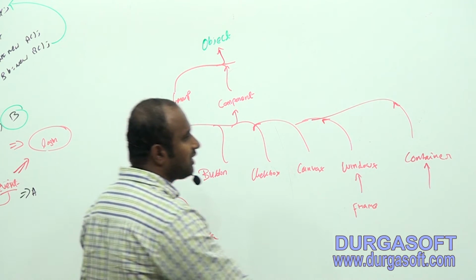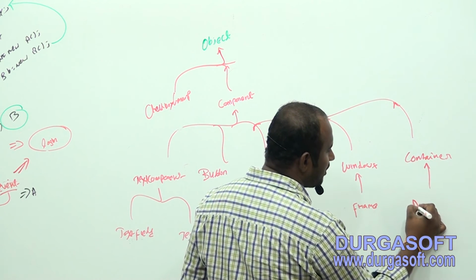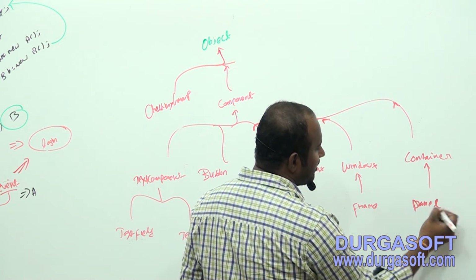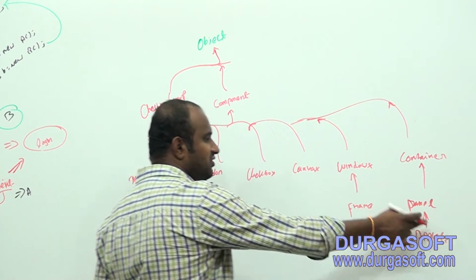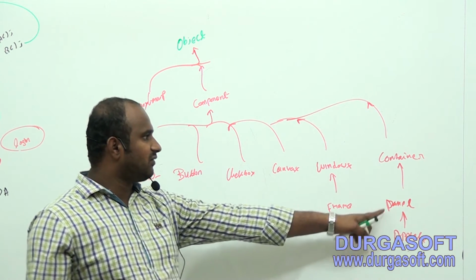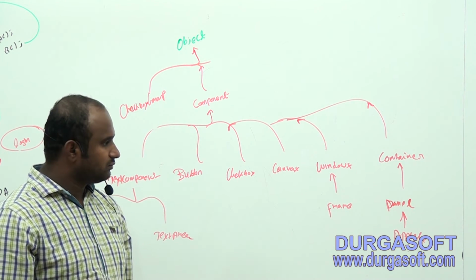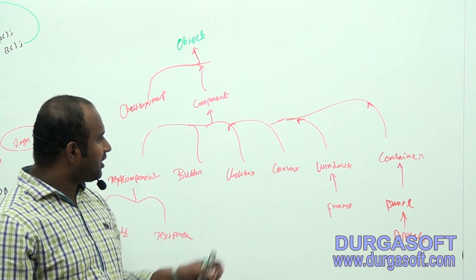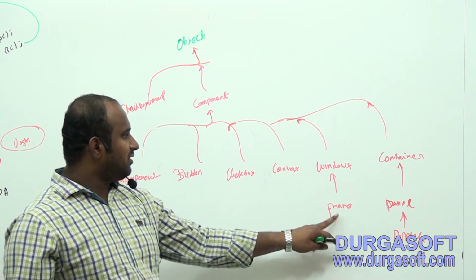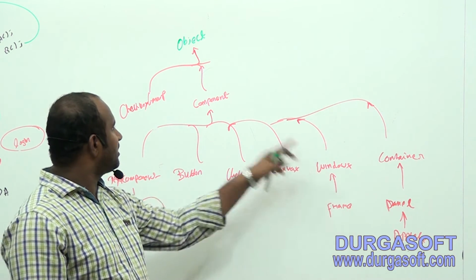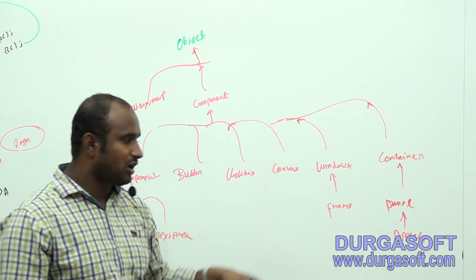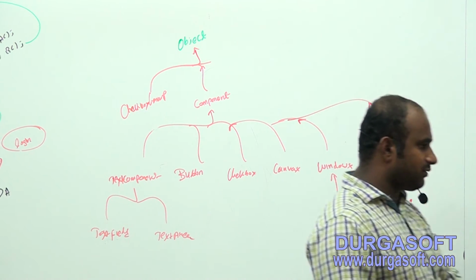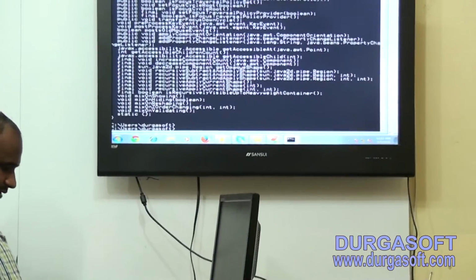And what next one here? The Container. So Container contains what? Here Panel is there. The Panel contains Applet. So tell me, Applet is a child class of Panel. Panel is a child class of Container. I hope you understand, right? This is the hierarchy. So Frame is a child class of Window. Window is a child class of Component. Component is a child of Object.